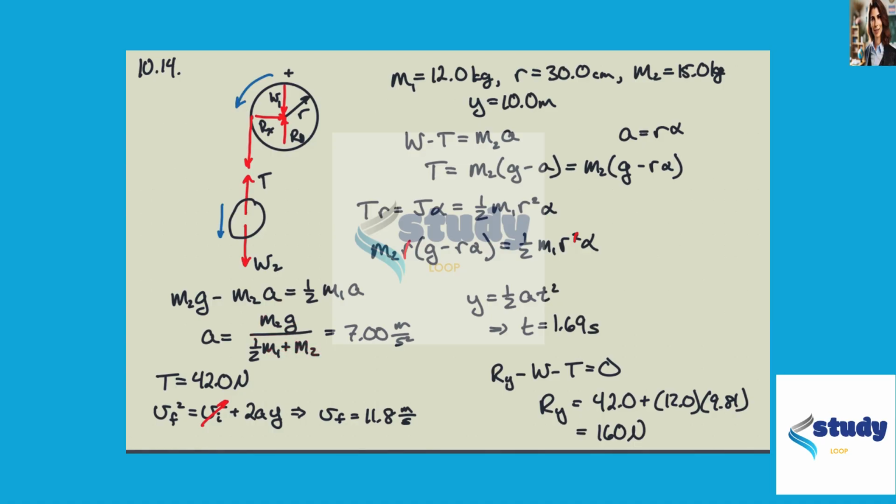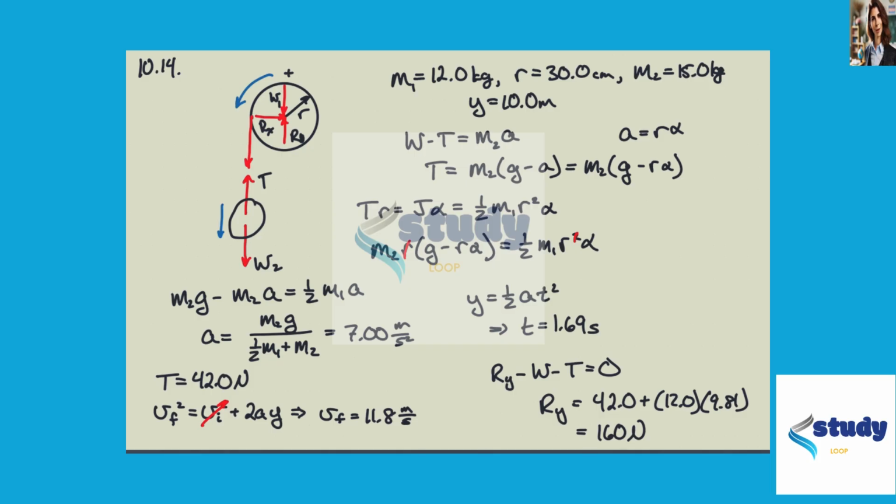Now we can see if M1 is 0, so if this pulley has zero mass, that goes to 0, and then we get A equals G, because then it's just in free fall. So that makes some sense. Plugging in, we get A equals 7.00 meters per second squared. Because the pulley has mass, we're actually slowing things down.